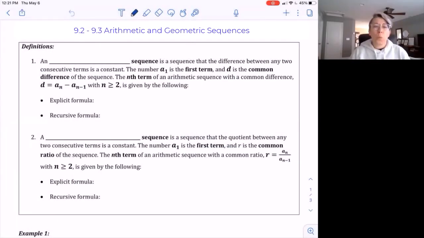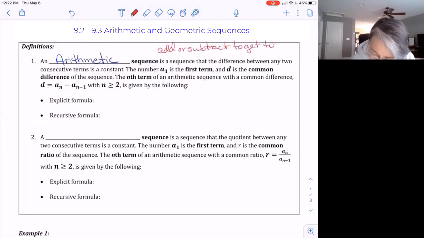Now we're going to combine arithmetic and geometric sequences. They're just two different types of sequences, one based more on linear addition and subtraction, and one more like an exponential where you're multiplying. So first of all, we got the arithmetic. An arithmetic sequence is a sequence where the difference between any two consecutive terms is constant. What I would add to that is, we add or subtract to get to the next term.